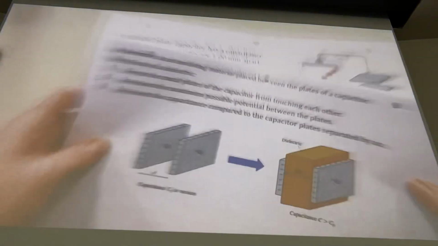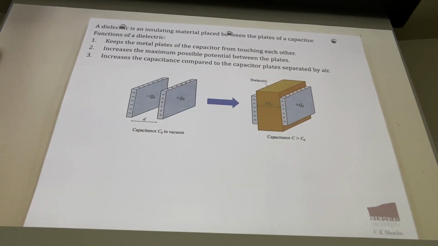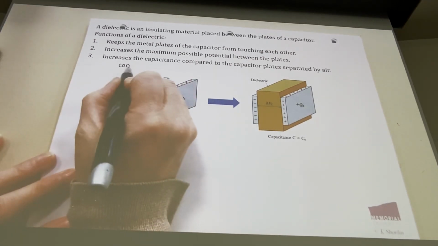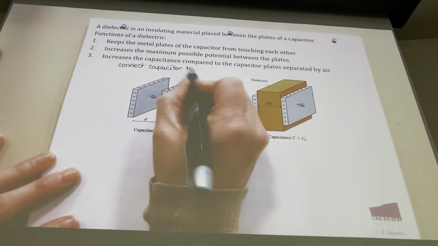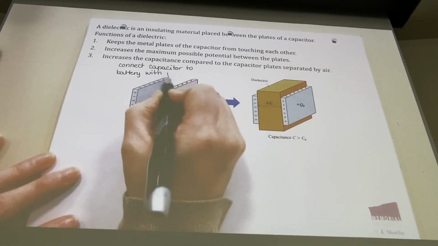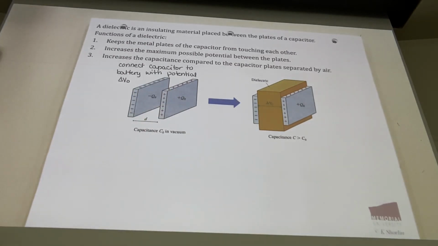To start thinking about this, let's first look at the capacitor without the dielectric, with just empty space between the plates. We're going to take our two plates, with nothing between them, connect them to a battery with potential delta V0, and write down the things that happen. So our first step is to connect the capacitor to a battery with potential delta V0.